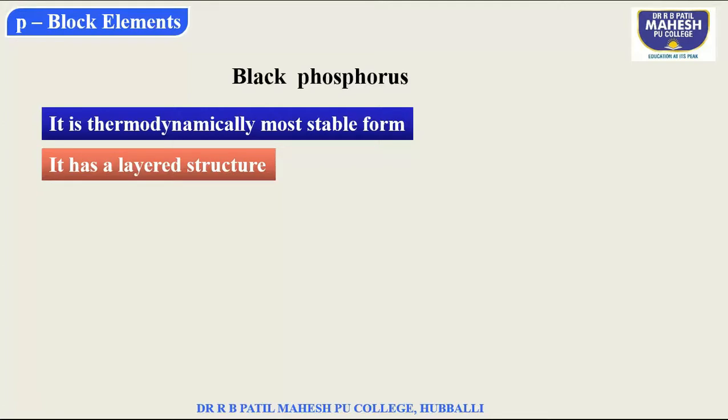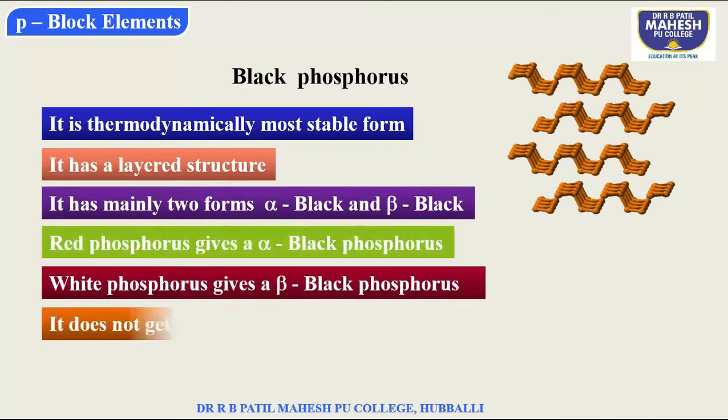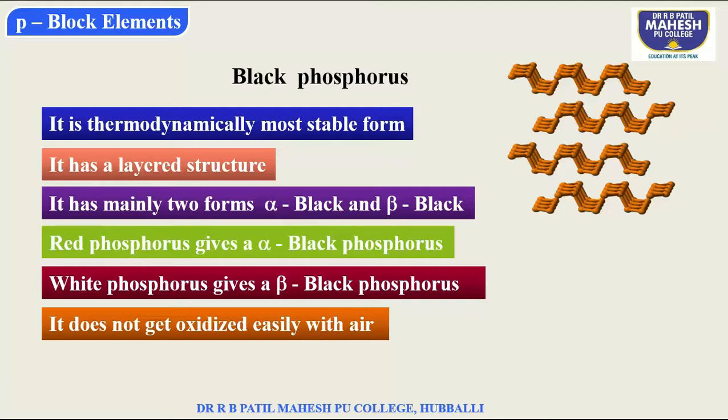Black phosphorus is one more allotropic form of phosphorus. It is the thermodynamically most stable allotropic form. It has a layered structure just like graphite. It has mainly two forms, alpha black and beta black. Red phosphorus gives alpha black phosphorus, whereas white phosphorus gives beta black phosphorus. It does not get oxidized easily with air.